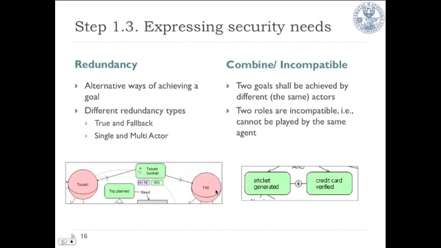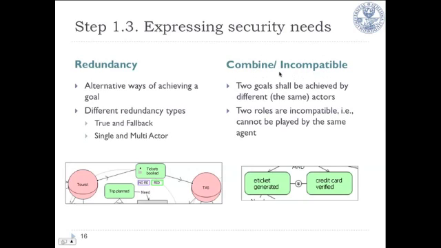Apart from the security needs that actors express over the interaction, so these are constraints that a given participant is expressing to other actors he's interacting with, there are other security constraints that derive mostly from rules in the organization or the system we're operating, and we refer to these as normative constraints. And in our language we support two of them through these relationships of combined and incompatible.